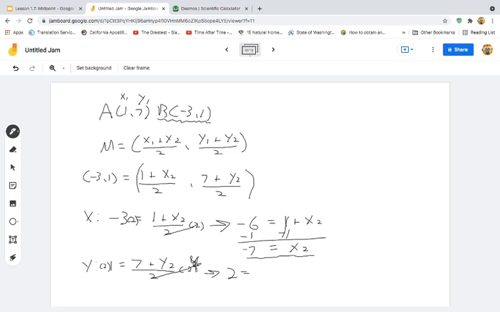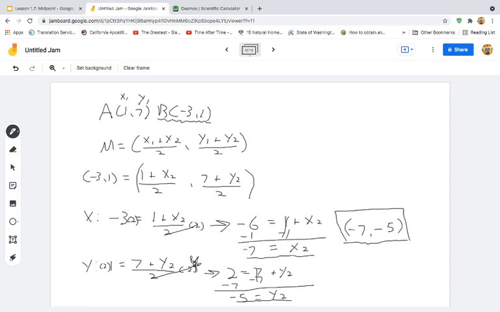And we are then going to just have 7 plus y2. And in the end, we'll subtract 7 from both sides. And so we'll have 2 minus 7 as -5, which equals y2. There we go. So in the end, our final answer is going to be x comma y, or -7 comma -5. And that is going to be our missing endpoint.